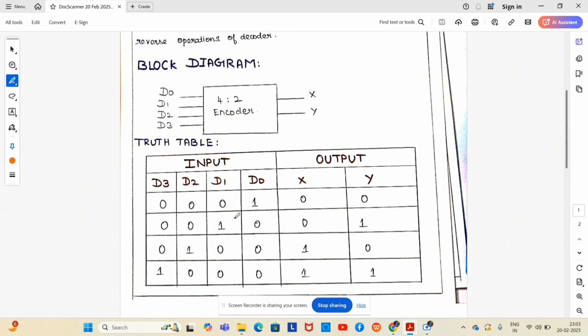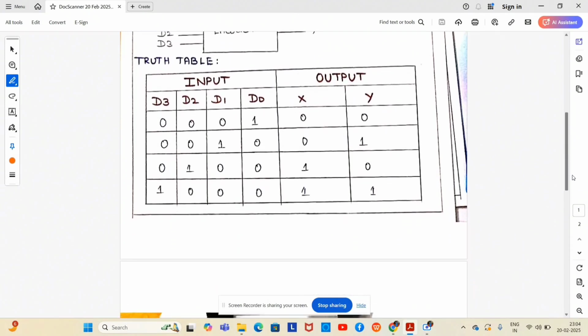Suppose the inputs are 0 0 1 0, that means D1 is activated, then it produces output as 0 1. If D2 is activated, then it produces 1 0 as output. If D3 is activated, then the outputs are 1 1. This is the truth table for encoder.